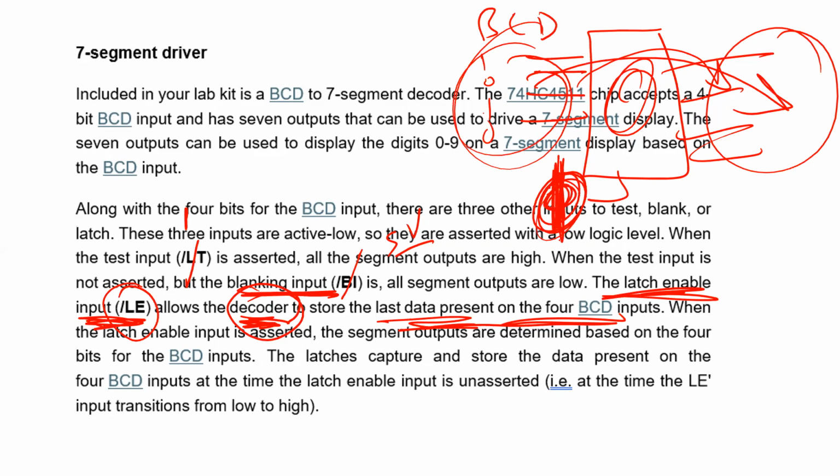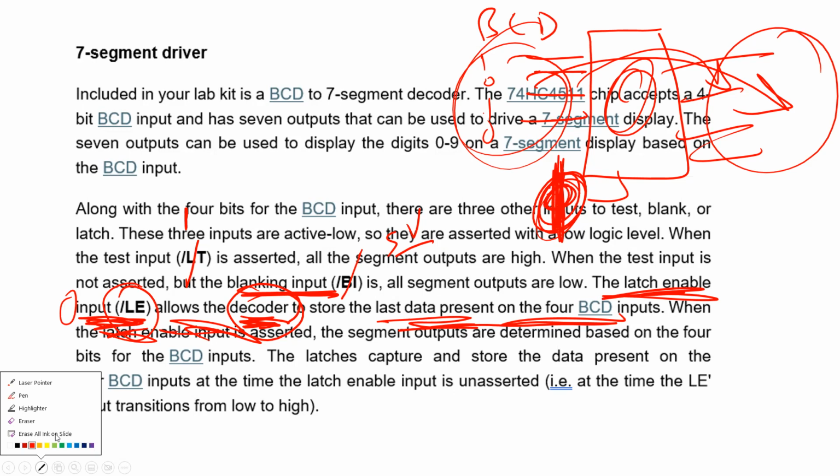If you put 1, whatever you put here is not going to be converted, and you can't see it in the output. But anyway, for this lab you can just put 0 all the time. For this one you need to put 0 to enable it, so that you allow the decoder to store the last data. I'm not quite sure, so you can ask the TAs about this one.